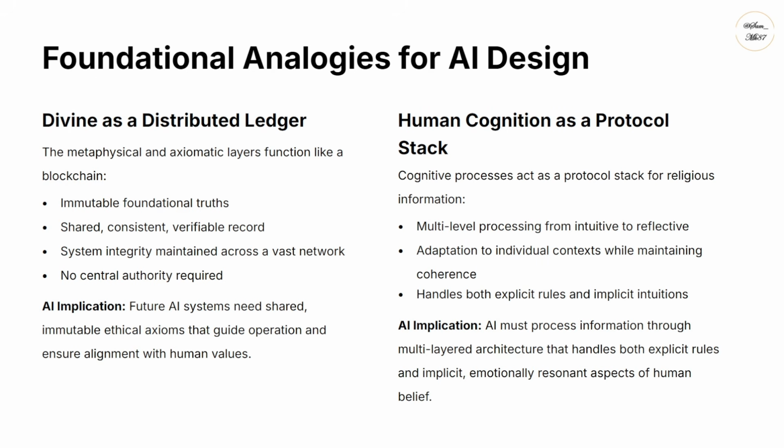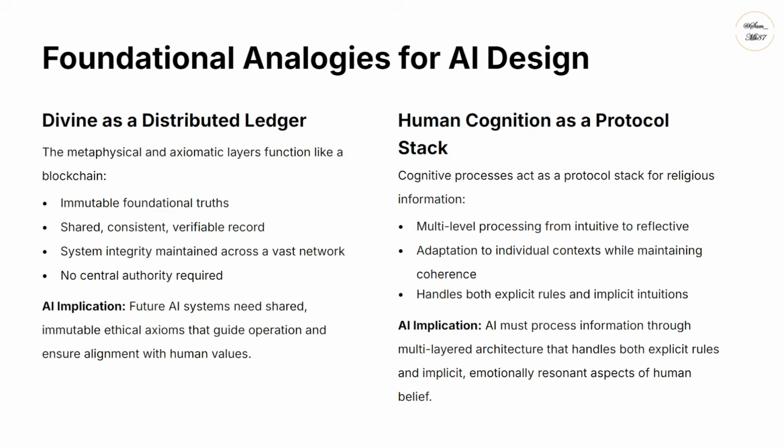Now, to rethink how we can design an AI system, we can borrow some structural analogies from the religious system. First, imagine the divine as a kind of distributed ledger similar to the blockchain. In this analogy, the metaphysical and axiomatic layers of a religious system act like an immutable record of foundational truth. These truths are shared, verifiable, and also consistent across a community without needing a central authority. This distributed integrity is what allows religious systems to maintain coherence across cultures and also centuries.